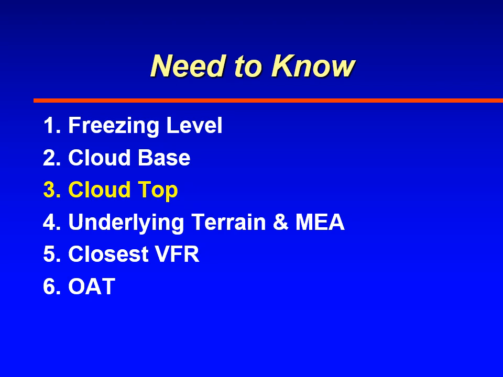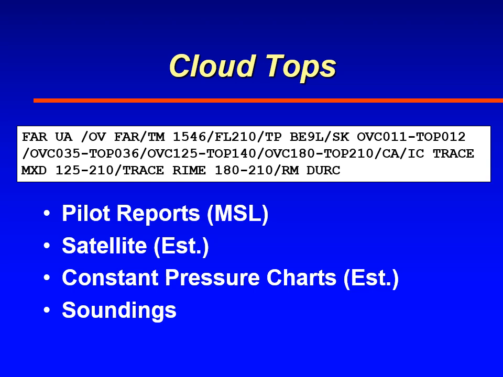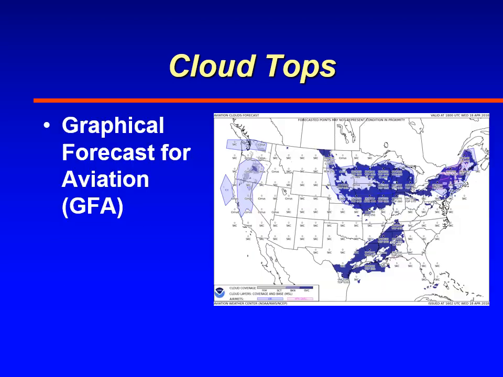The next item you need to know is cloud top. Cloud top's really important to figure out if you can get out of icing conditions and on top of the clouds in clear air. You can get that information either through pilot reports, or you can estimate it from satellite, looking at cloud top temperatures. You can also estimate cloud tops from constant pressure charts looking at the temperature dew point spread. And then finally, one really valuable source is soundings. Also, you can get forecast cloud tops from the graphical forecast for aviation, or the GFA.